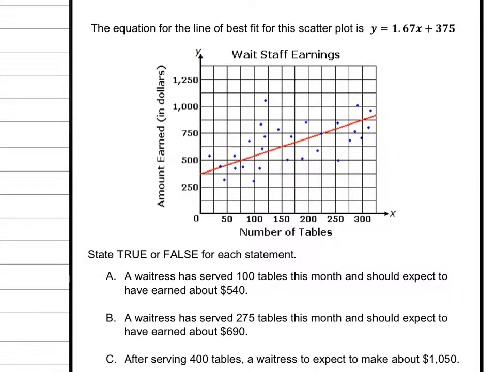A waitress has served 100 tables this month and should expect to have earned $540. So let's see if that's true. We're going to go to 100 tables, just like we did in the front, and we're going to go up to the line. Because do I care about this point that's at 100? No, I don't care about points. I care about the line, because that's just one person's example. In general, the line shows us what's happening. Go all the way up to the line.